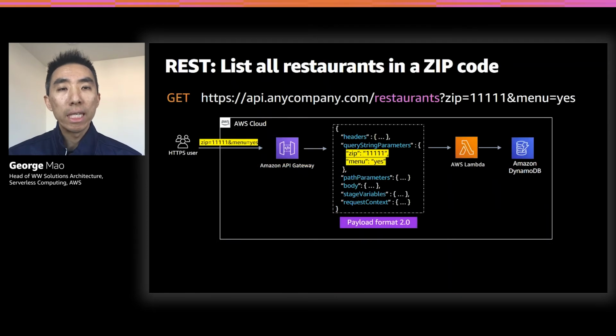So let's take a look in detail of how API Gateway actually processes a request. When it receives a request, in this example, on /restaurants with a path parameter of zip and menu equals yes, API Gateway will parse that request. It will construct a standard payload format, which we currently call payload format version 2.0, and then pass that payload format downstream to your Lambda function. Your Lambda function would simply parse this input format and look for the details it needs, and then make the query to the backend database. In this example would be DynamoDB.